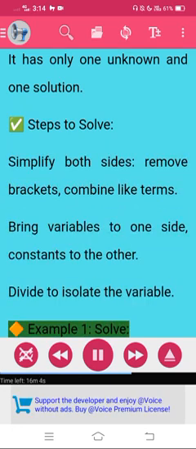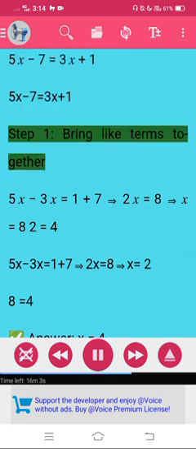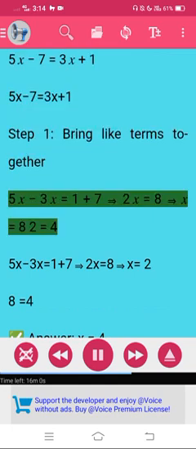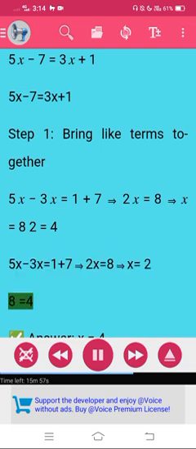Example 1. Solve 5x − 7 = 3x + 1. Step 1: bring like terms together. 5x − 3x = 1 + 7 ⇒ 2x = 8 ⇒ x = 8/2 = 4. Answer: x = 4.